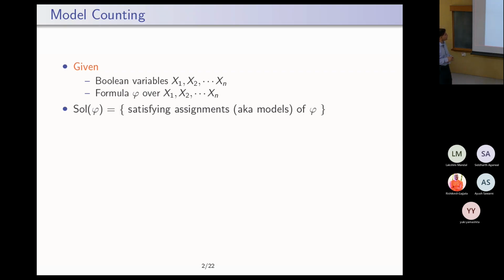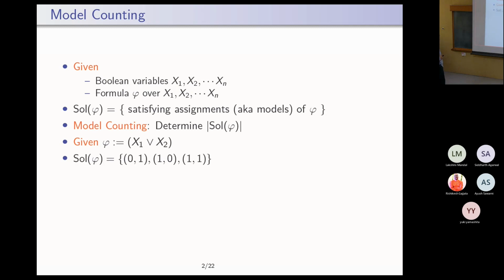In the formal methods community, satisfying assignments are also sometimes called models of the formula phi. And the model counting problem is to find the size of the set, the number of distinct satisfying assignments for this formula. Just a quick example: suppose the formula is x1 or x2, then there are three possible satisfying assignments. You need to make one of these two variables true. The only assignment which makes both of these variables false is excluded, so the other three assignments are satisfying.